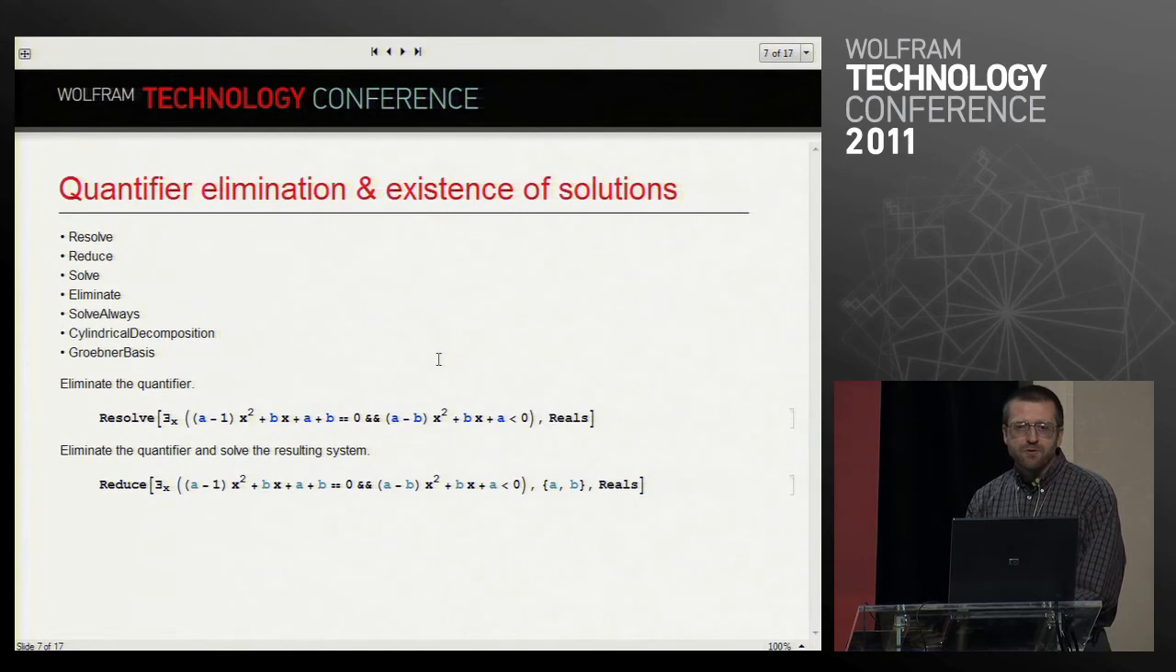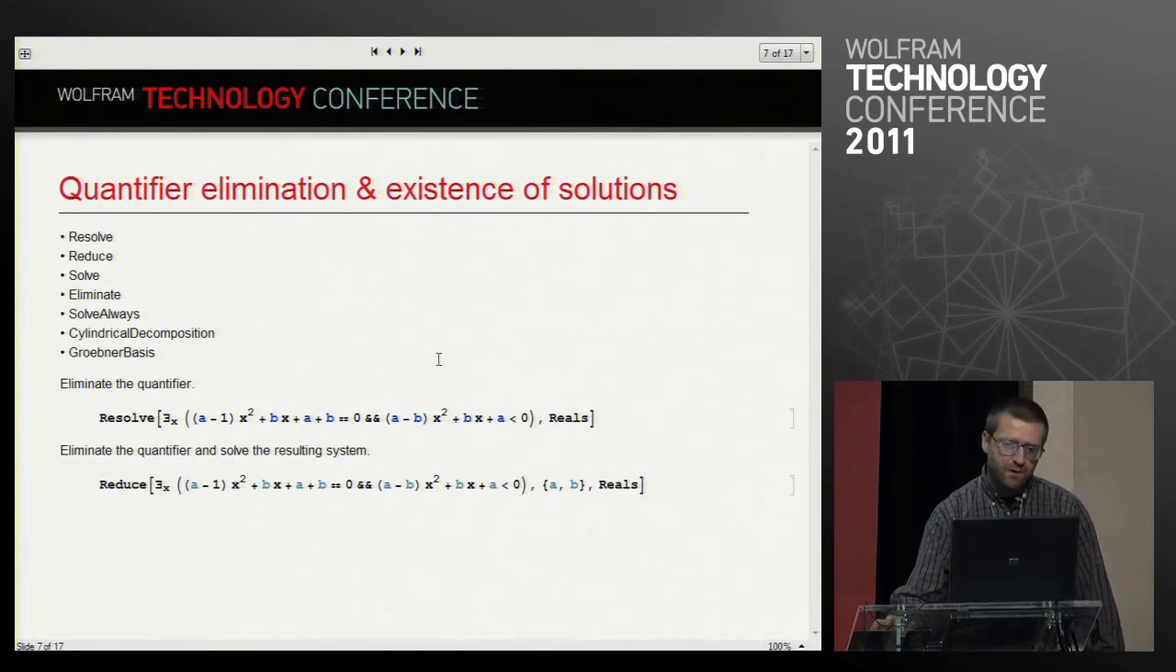Now, quantifier elimination. We have a formula quantified with respect to some variable, and we want to produce an equivalent formula without the quantifier, so eliminate this variable. So here are functions for quantifier elimination. Resolve and Reduce are the most general functions, and then there are some specific functions: Eliminate and SolveAlways. Eliminate eliminates an existential quantifier from a system of equations. SolveAlways handles a general quantifier from a system of equations.